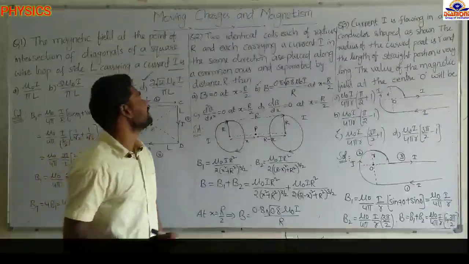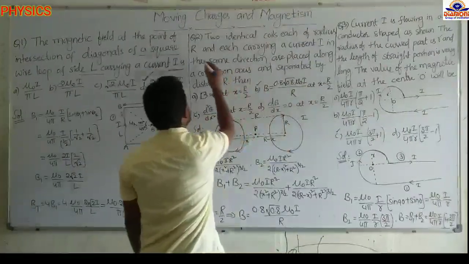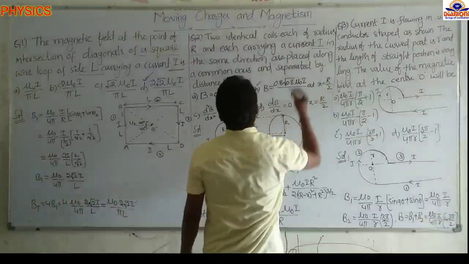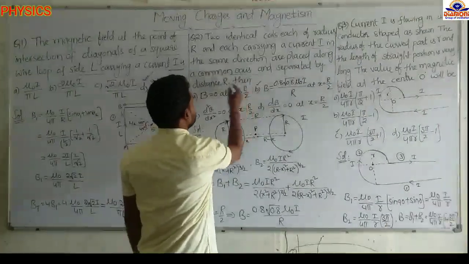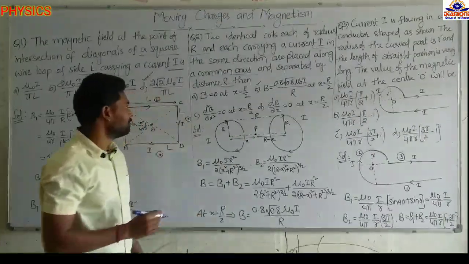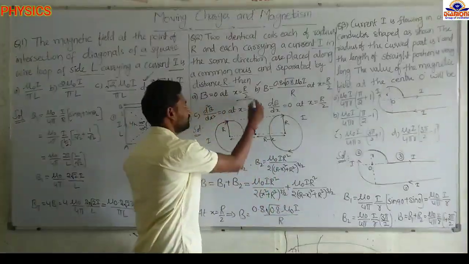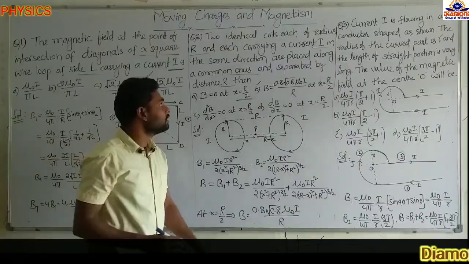Okay, see the next question. 2 identical coils, each of radius R and each carrying a current I in the same direction, are placed along a common axis and separated by a distance R. Then the magnetic field, these options are given. We have to find the magnetic field at the distance x equal to R by 2. So here they have given the 2 coils.